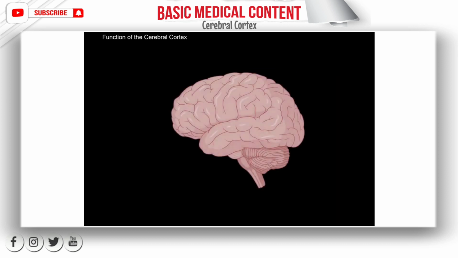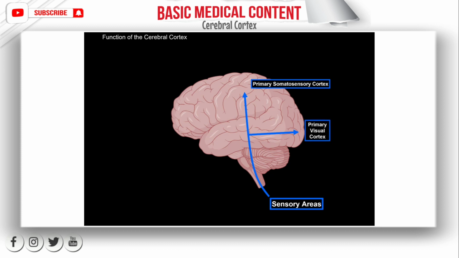we're looking at. For example, we got areas in the cerebral cortex we call sensory areas that receive sensory information from the body. The primary somatosensory cortex receives information regarding somatic sensation. These sensations detect things like touch, pain, temperature, and proprioception. We have the primary visual cortex, which receives visual sensation through the optic nerve. We got the primary auditory cortex, which receives auditory information through the cochlear nerve.